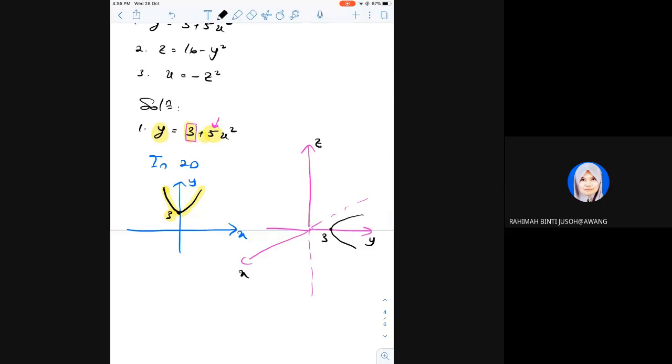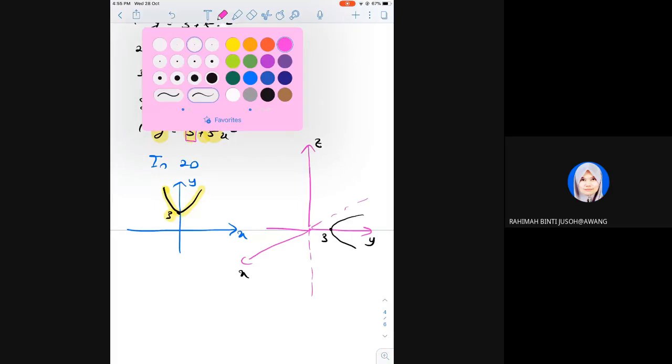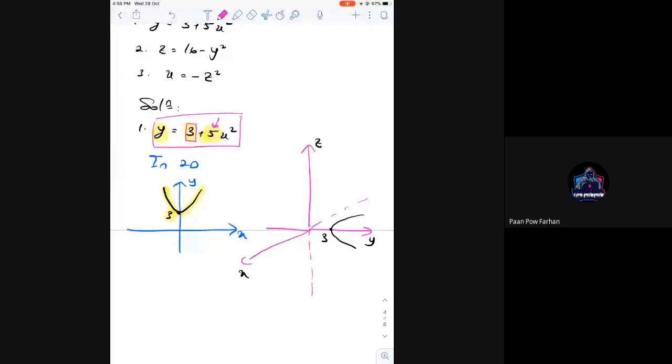Alright, so now. In this original equation, we don't have variable what? Z. Okay, no z. So this graph should be parallel along Z.